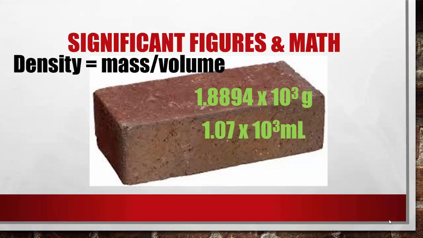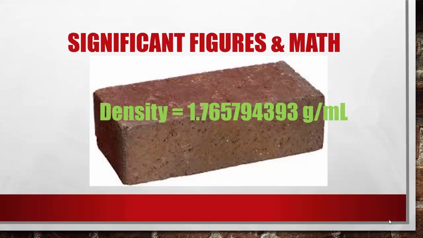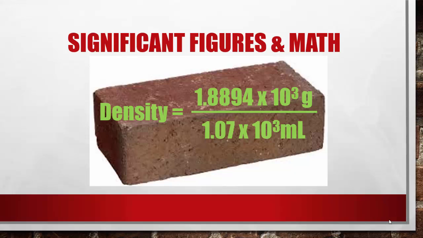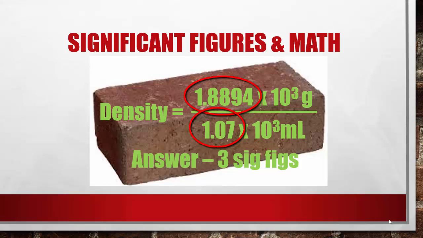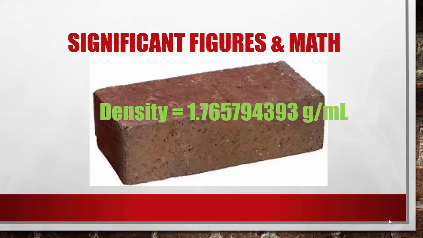How did we get this? Well, you start with the original, and since we know that density equals mass divided by volume, we set the equation up. When you do the math, this is the number you get. This is way too many decimal places. So we go back to the original equation. We see that we have 5 significant figures in the numerator and 3 significant figures in the denominator, so our answer should have 3 significant figures. So we look at our original number. We know the 1 and the 7 are going to stay. You look at the 6 and ask, do you round up or keep it the same? With a 6, you round up. So the correct number would be 1.77 grams per milliliter.